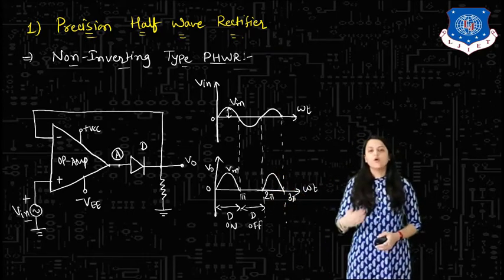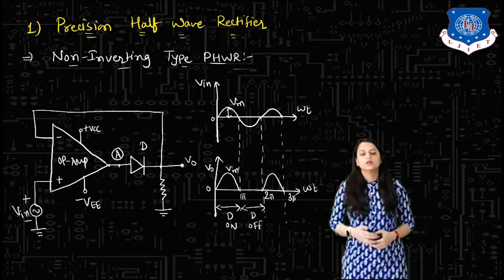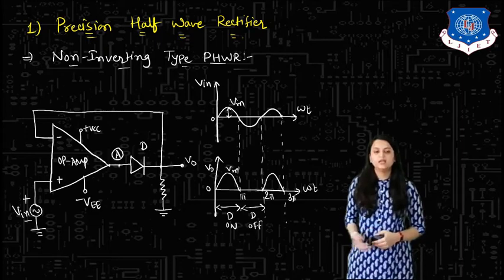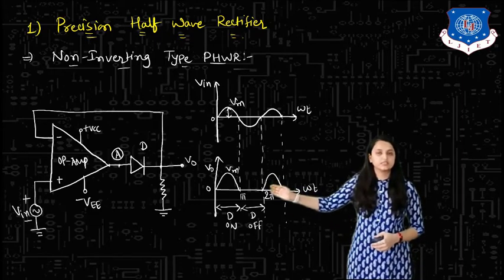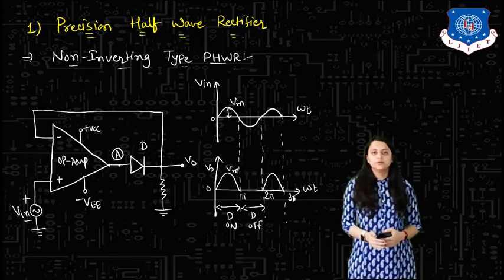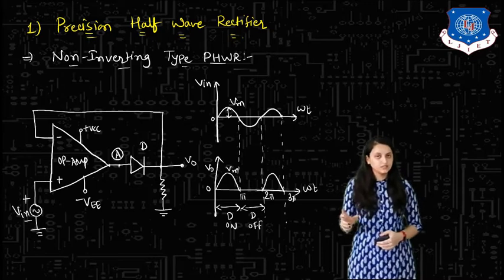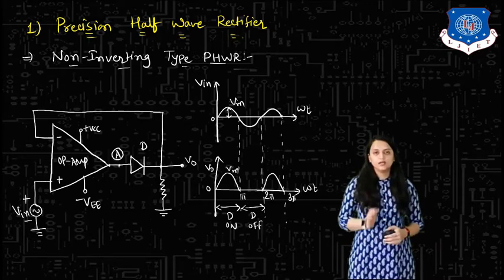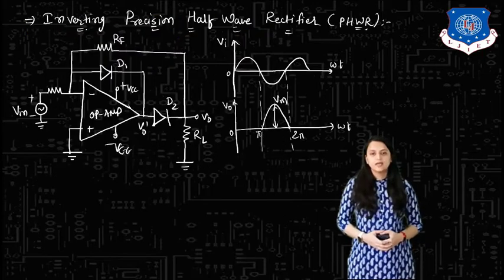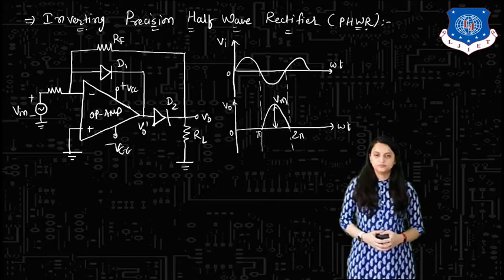So for the diode on and off times, the output is obtained. As the supply is given to the non-inverting terminal, we will get the output which is non-inverting as compared to the input. That's why this is called the non-inverting type precision half wave rectifier, which rectifies half wave signals and gives a non-inverting output. Clear? Now let us see the next one, that is the inverting precision half wave rectifier.